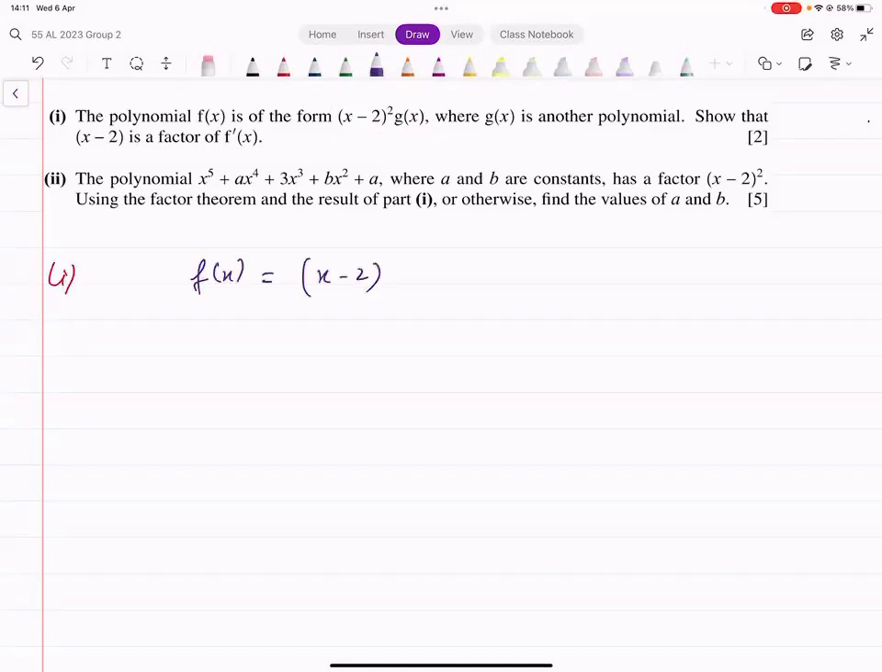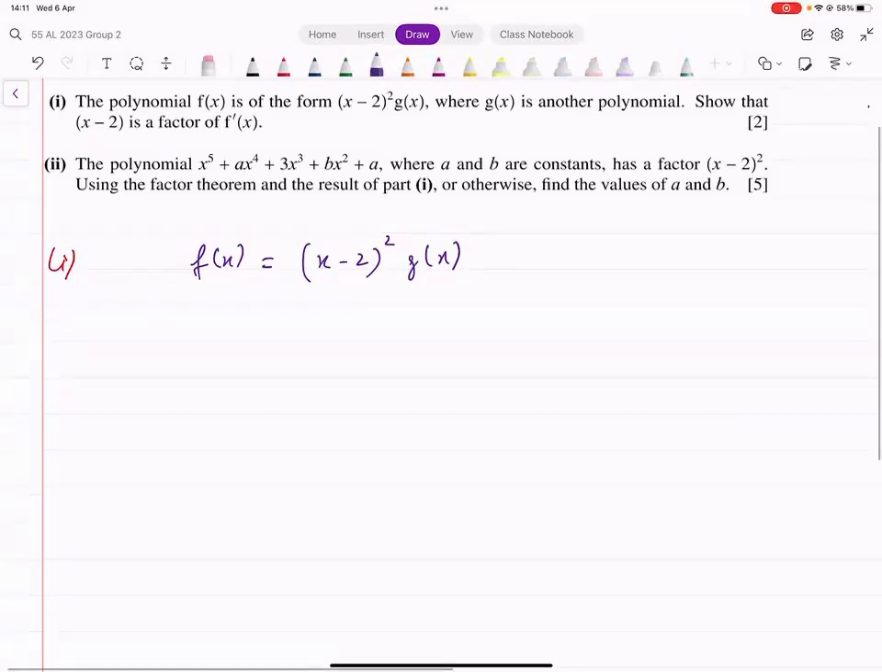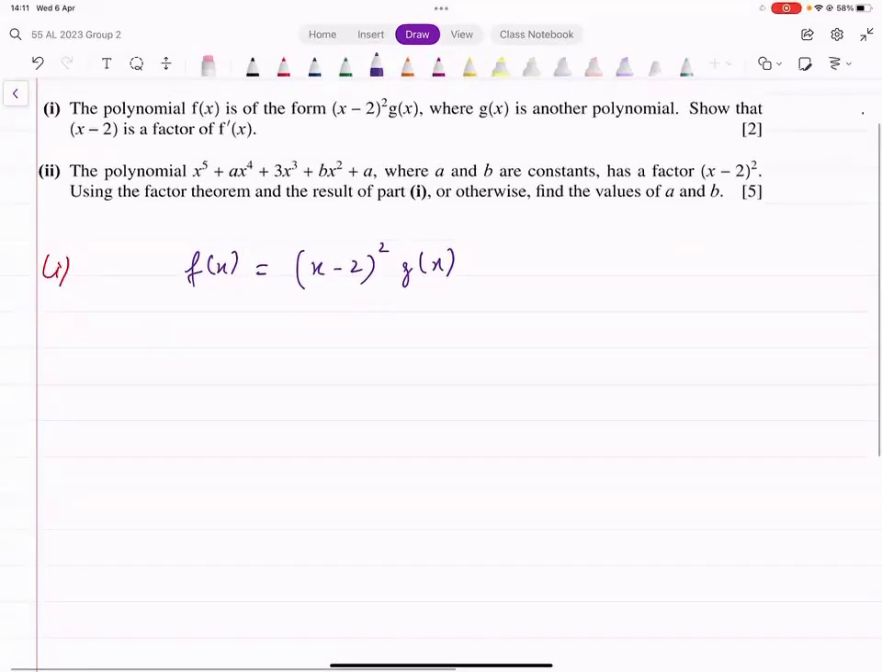X minus 2 whole square into g of x, where g of x is another polynomial, so that x minus 2 is a factor of f dash of x. Okay. How do we show this?